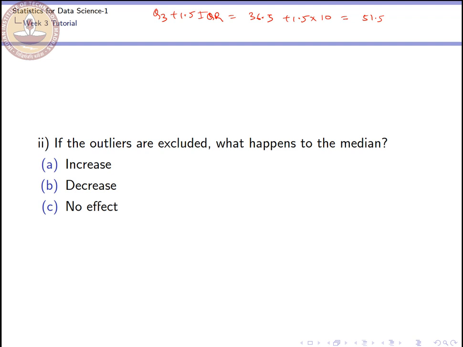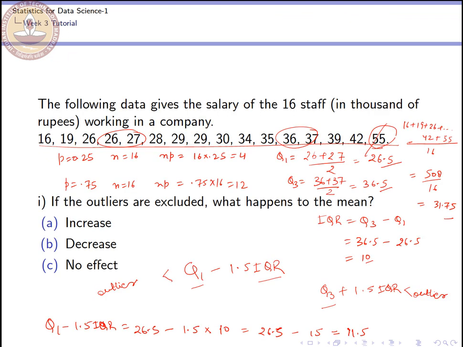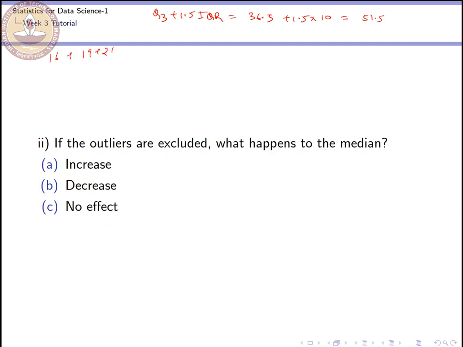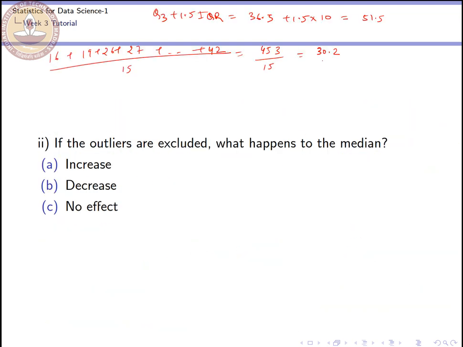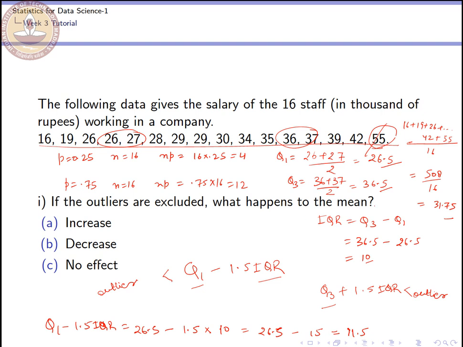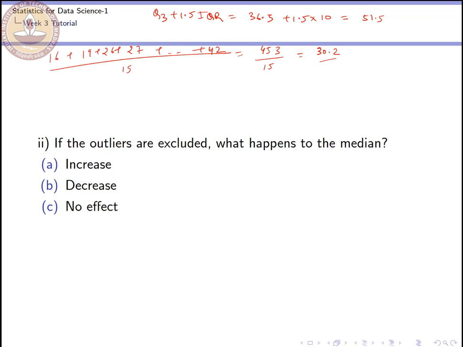So this is the mean of the data with outliers. Now we'll find the mean of the data when it does not have the outliers. After removing 55, the values are 16, 19, 26, and so on. So 19 plus 26 plus 26, and we add the values up to 42. Now my data set has only 15 observations, so we divide by 15: 453 by 15, and this comes out to be 30.2. So initially my mean was 31.75, now my mean is 30.2. That means the answer to the question, if the outliers are excluded, what happens to the mean, is that it will decrease.